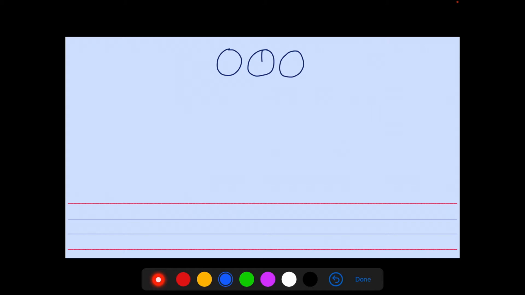Our first word is bat. I can hear B at the beginning, so I write the letter B. I can hear A, so I write the letter A. And I can hear T, so I write the letter T. Bat. And if you're using handwriting paper, it would sit here.